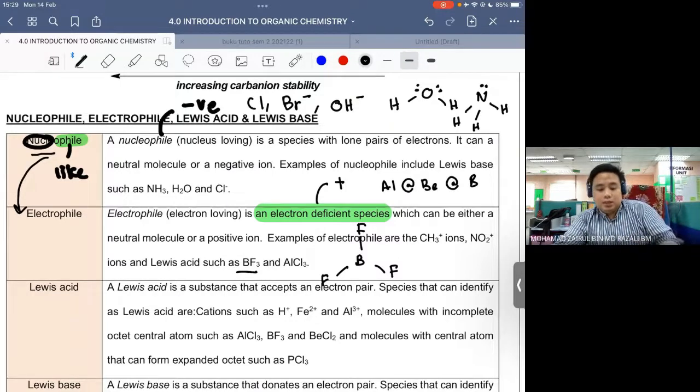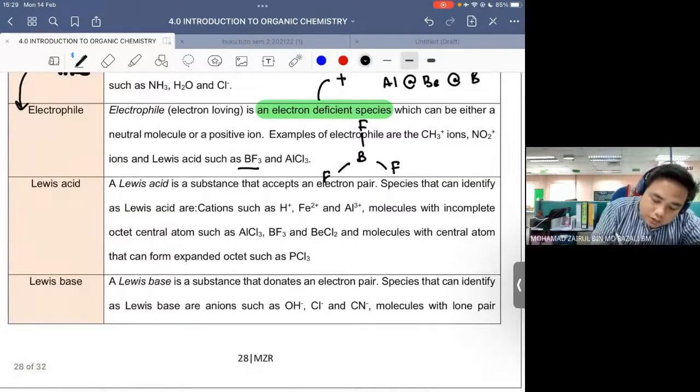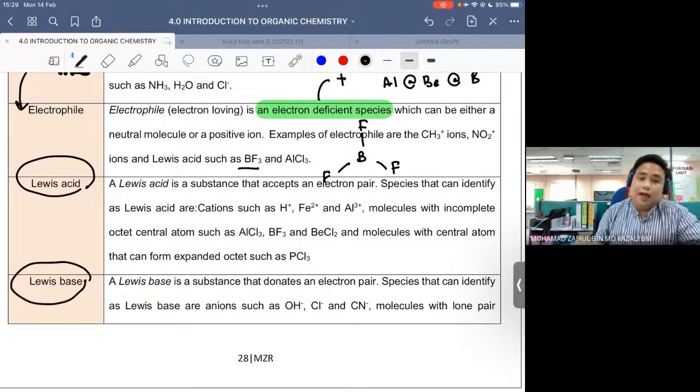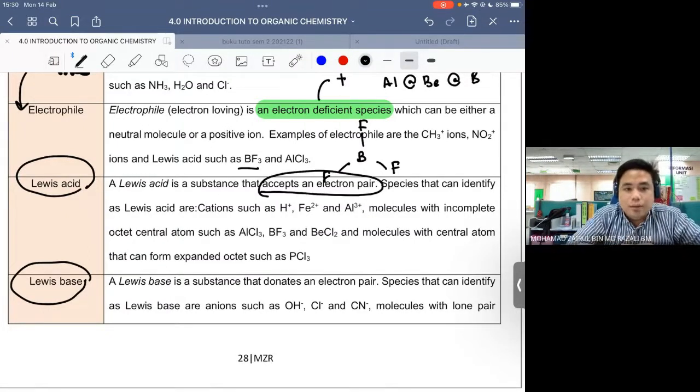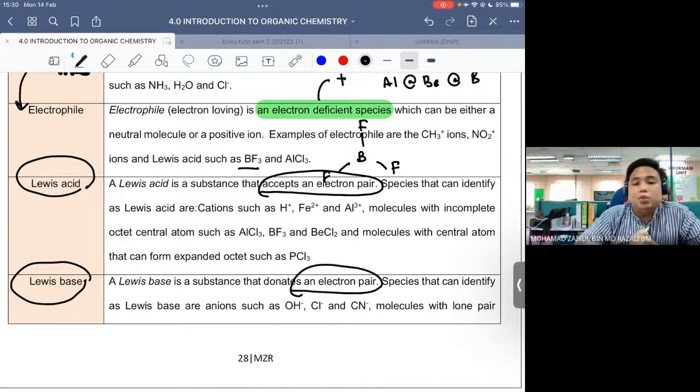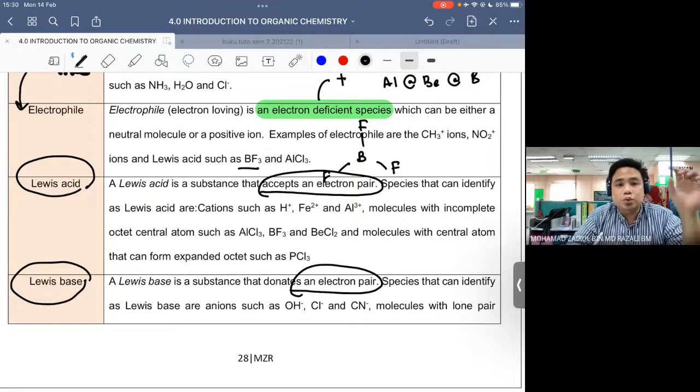Okay. Another two terms that you need to know is a Lewis acid and also Lewis base. Yang ini pun kita pernah belajar waktu ionic equilibrium last semester. Okay, Lewis acid is basically any substance that are able to accept a pair of electron, while a Lewis base is any species that can donate a pair of electron. Itu kita panggil sebagai Lewis base. Okay, so basically kalau dia bagi soalan, you need to be able to identify which one is the electrophile and which one is the nucleophile and which one Lewis acid and also Lewis base.